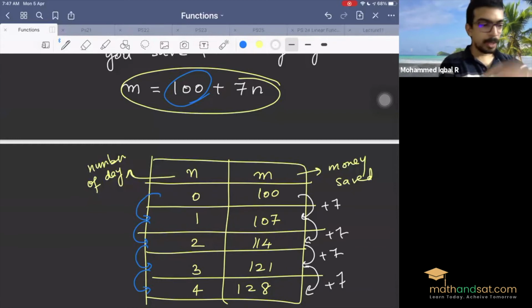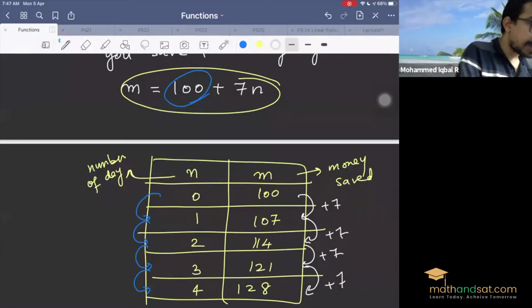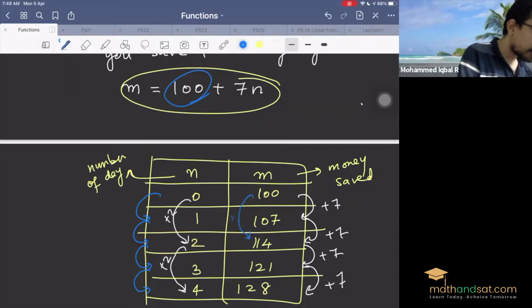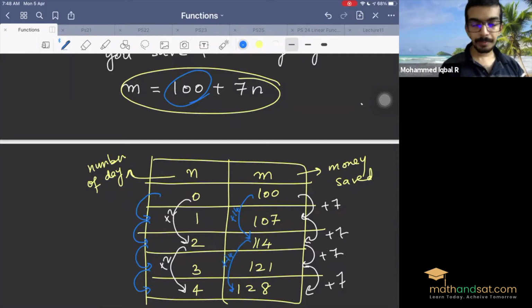Yes? Or otherwise, you can say that if you change the input by 2 units, your output will change by 14 units.